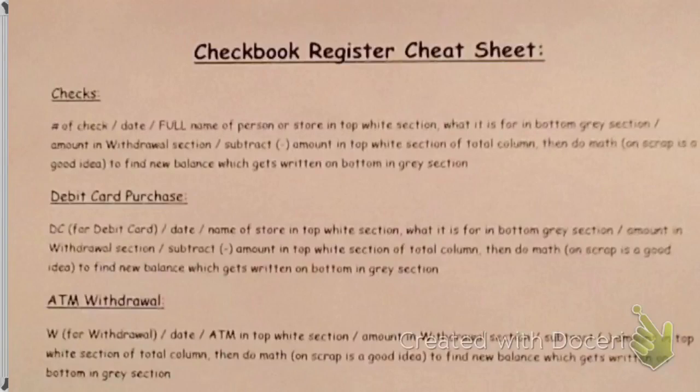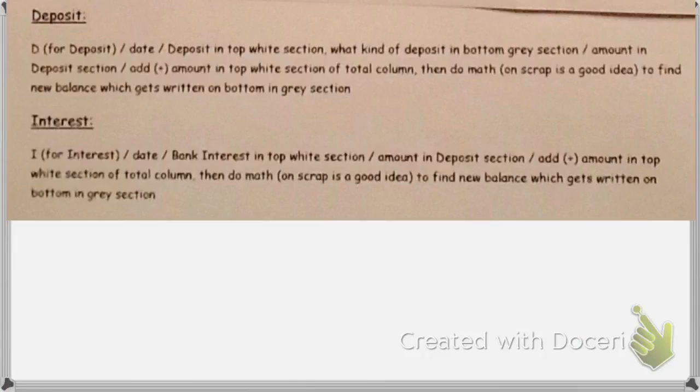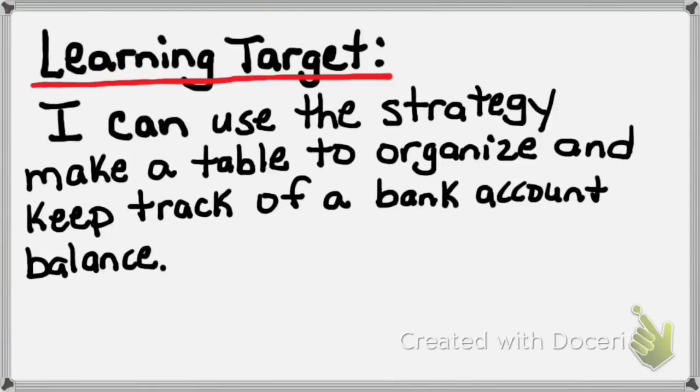So let's review. You can go back to the checkbook register cheat sheet every time you're practicing, but you will need to know what to do for the test. It does tell you what to do, separates each section with a slash for checks, debit card purchases, ATM withdrawals, deposit, and interest. It just reminds you all the things we showed you in the lesson. Hopefully at this point in time you can confidently say, I can use the strategy make a table to organize and keep track of a bank account balance.